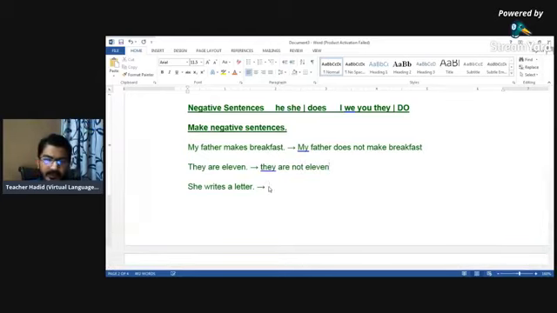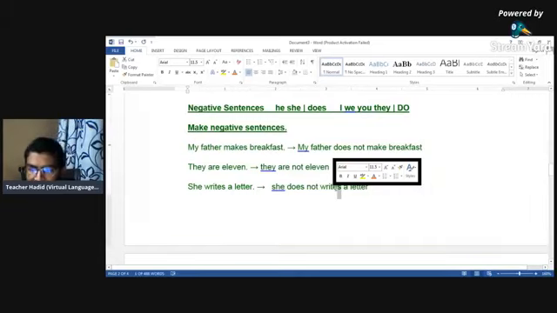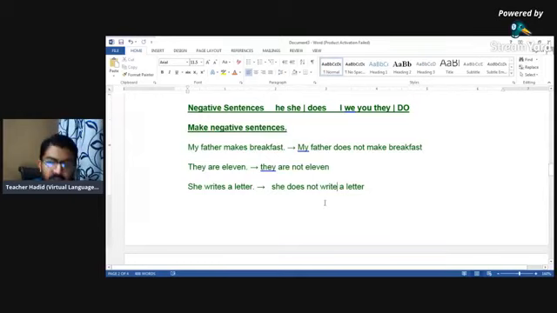The next one. She writes a letter. So what do you think? Do or does? Think. Obviously does because it is she, third person singular. So negative should be she does not. And if I write "she does not writes a letter," it will be wrong. Why? Like I told you before, we don't use s when there's a does. When there's a does in the sentence, there is no need to repeat s or es with the action. So we eliminate the s. She writes a letter, negative: she does not write a letter.